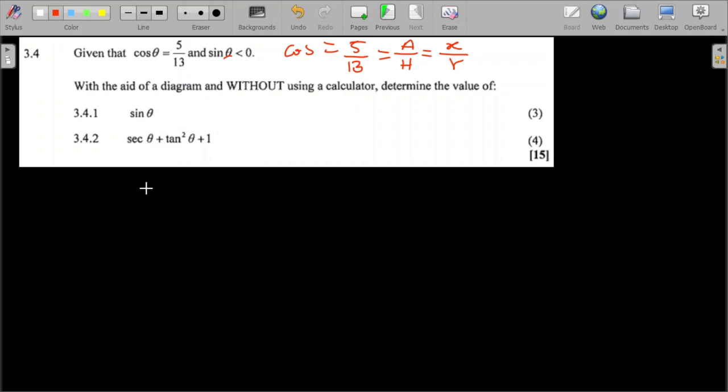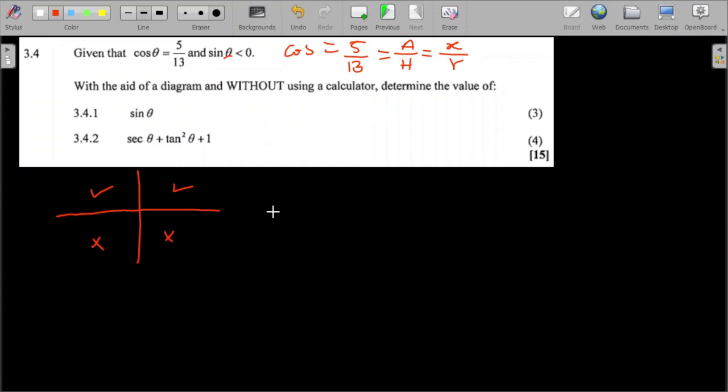Now, drawing the diagram, because we need to draw a diagram in this type of question. Where do we get sine negative? Remember, sine is positive here, and also sine is positive here. Then sine is negative on this quadrant and also on this quadrant. So the diagram that we're going to draw is either in this quadrant where sine is negative or in this quadrant where sine is negative.